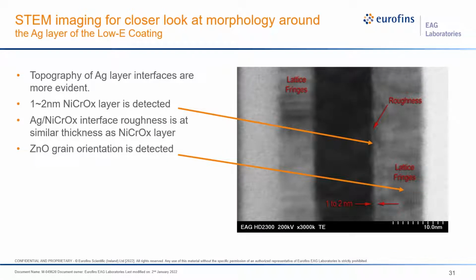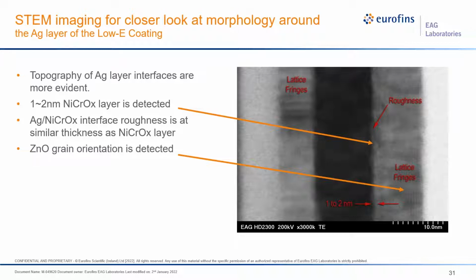We can also see other things. We can look at the topography. This is basically zooming in further into the material. So now we can see the crystallinity of these layers. We see that zinc oxide is mostly crystalline, and the lattice fringes give you a grain orientation of the zinc oxide layer, and all the other layers appear to be amorphous.